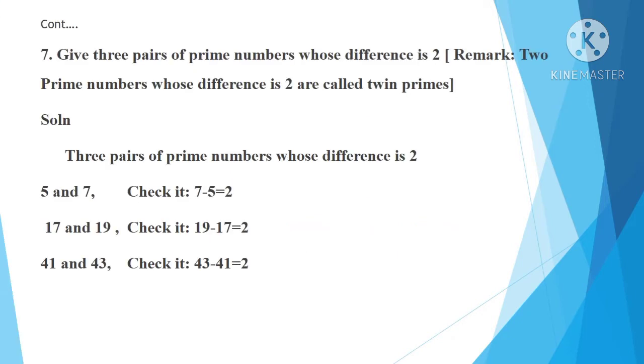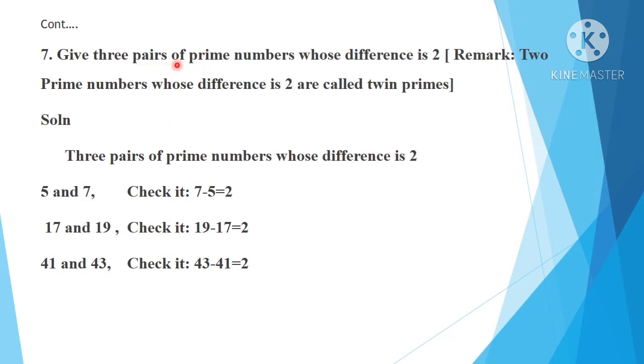Okay, let's start. So what is the first question here in this session? It's a continuation of the last session. Give three pairs of prime numbers whose difference is 2. So what is the question? We want to write three pairs of prime numbers, and when you subtract the two prime numbers, the answer should be 2. The difference should be 2.